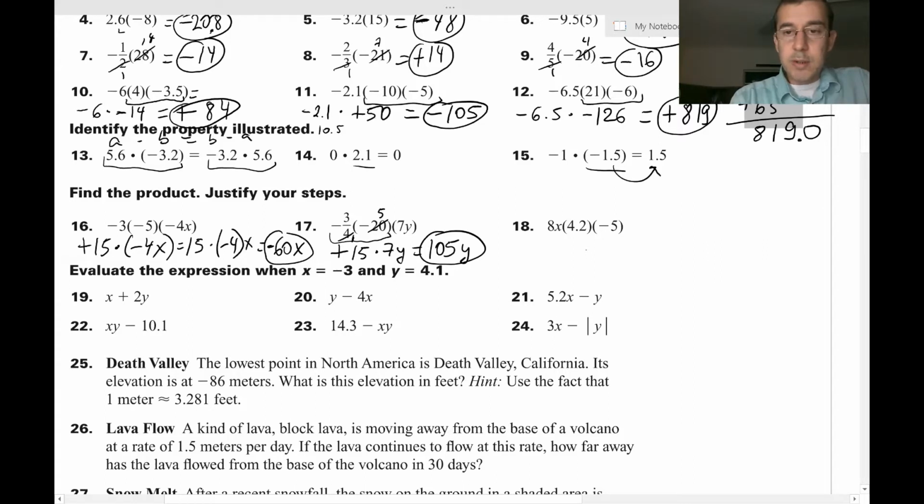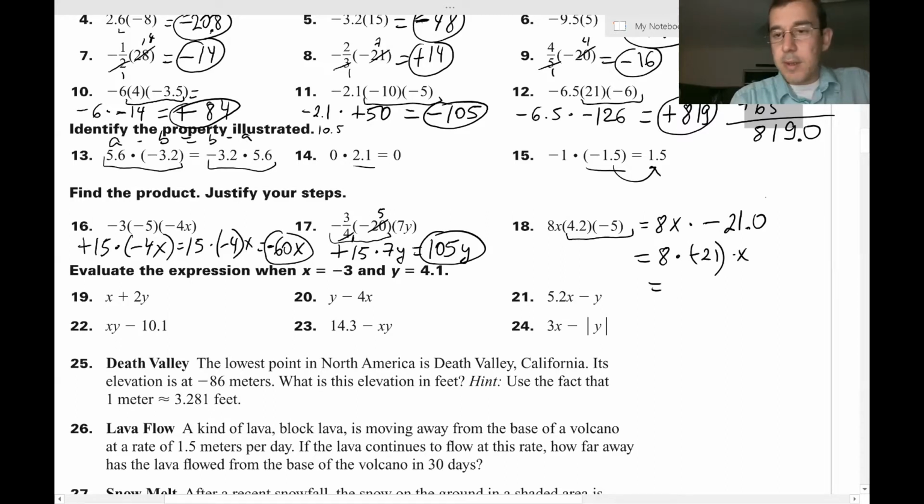Let's do these two first. So this is 8x times, we have positive 4.2 times negative 5. So different signs. So this is minus. Then 5 times 2 is 10, 0 and 1. 4 times 5 is 20 and 1, 21. So this is 21.0 or just 21. So minus 21. Now we can rewrite this as 8 times minus 21 times x.